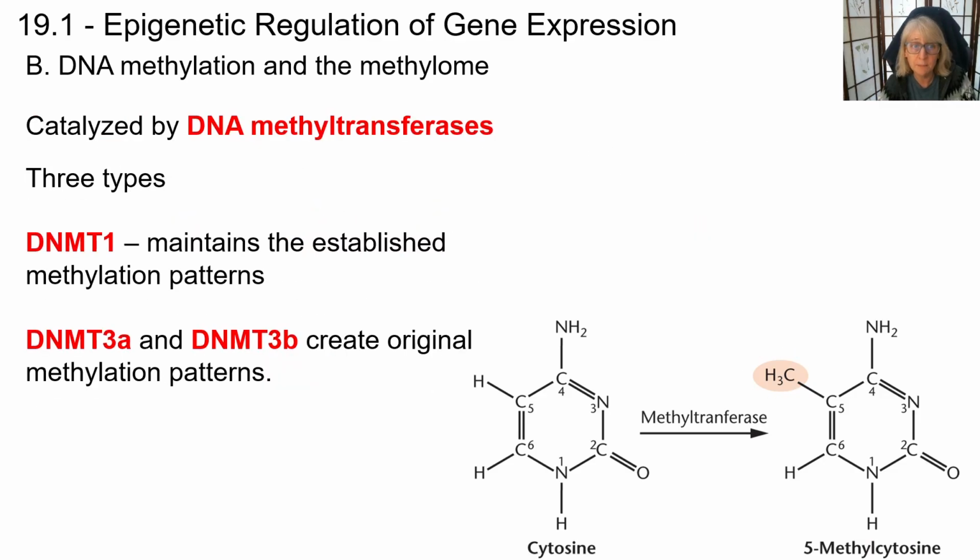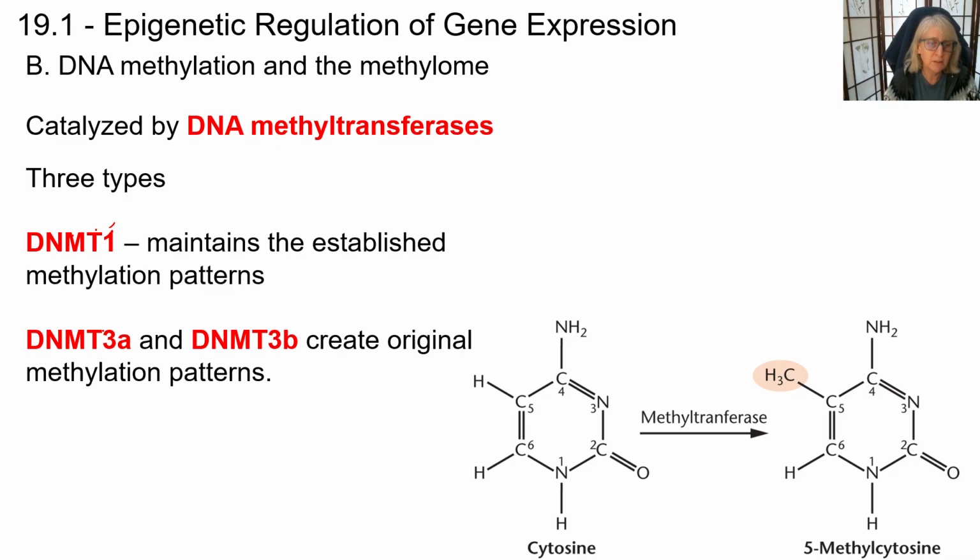There are 3 types of DNA methyltransferases that I want you to think about, and only because I want you to think about why we need more than one type. There is DNA methyltransferase 1, or DNMT1. It maintains the established patterns of methylation. So if we are going from one cell to the next, making daughter cells, we maintain the same methylation as the parent. We use DNA methyltransferase 1.